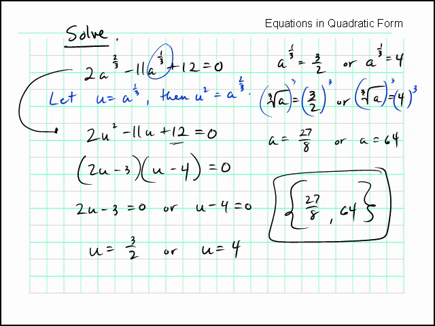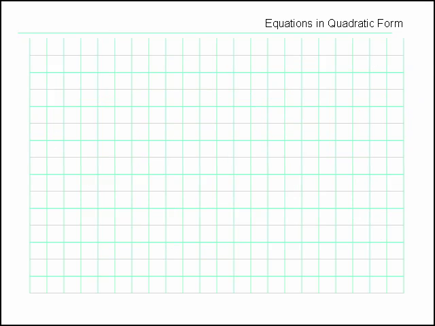And it's solved. One last example of quadratic form, and that is this one. x plus square root x equals 6. To put this equation in quadratic form, or to turn it into a quadratic equation, the substitution I want to make is let u equal square root x. If u equals the square root of x, then u squared will just be x.